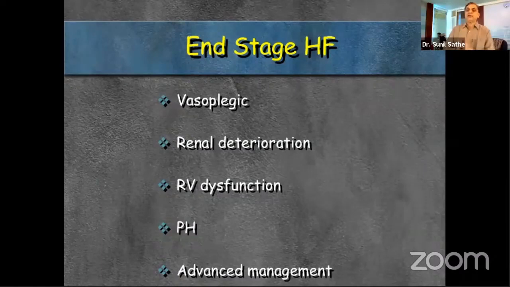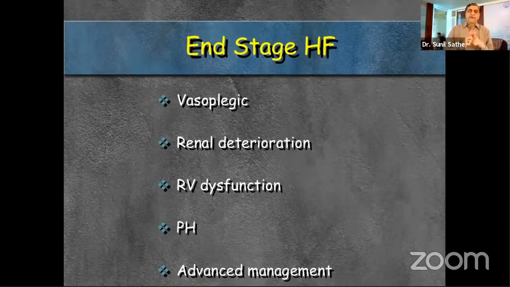What is end-stage heart failure? Essentially, the patient becomes what is called vasoplegic. Vasoplegic means the patient doesn't respond to drugs. In fact, this is the time the patient is going to be vasoplegic. He's going to have renal deterioration, which is very bad. He's going to have significant RV dysfunction and moderate to severe pulmonary hypertension. And then this is the time you have to go for advanced management. Otherwise, this is the time, don't go on playing with drugs.